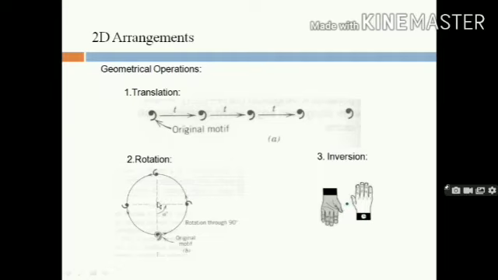In rotation, what we do is we rotate the motif around a point or an axis and repeat it after a certain angle of rotation. And based on this angle of rotation, we can classify the rotational axis as 2-fold, 3-fold, 6-fold. Like in this case, the angle of rotation is 90 degrees, so it is a 4-fold axis. The next geometrical operation is inversion. In inversion, the motif is inverted across a center.